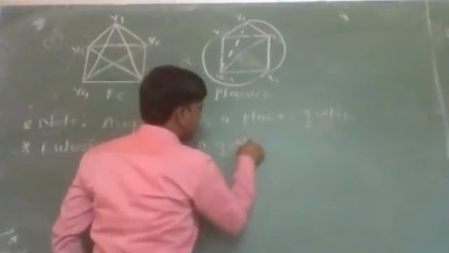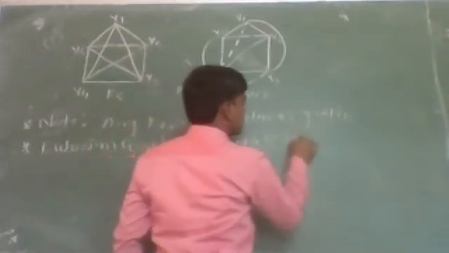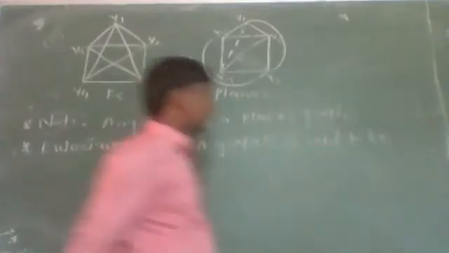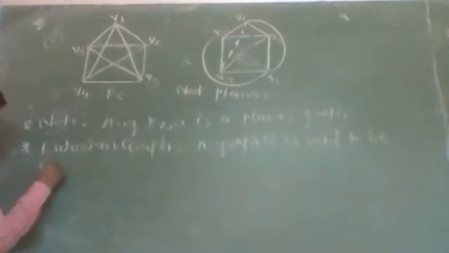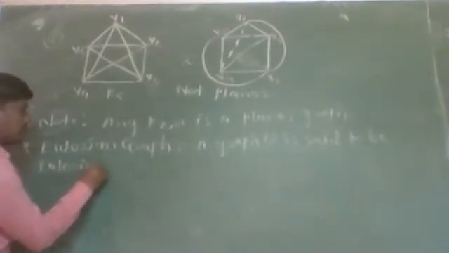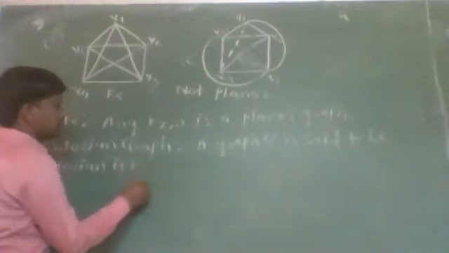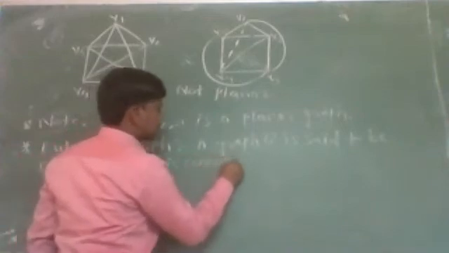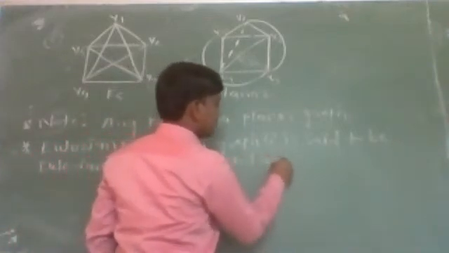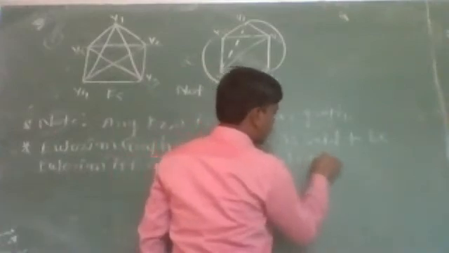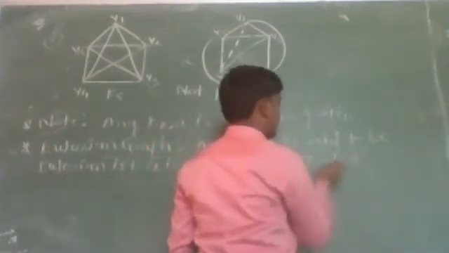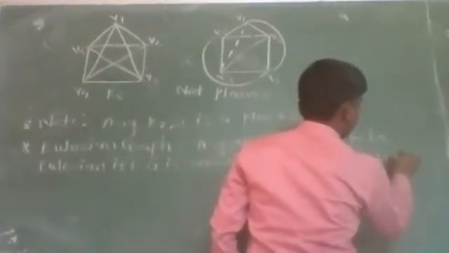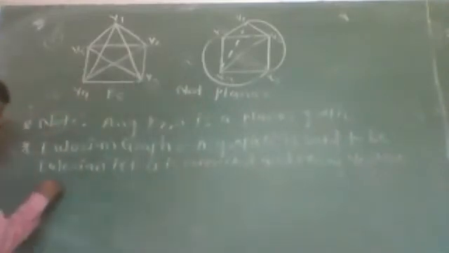A graph G is said to be Eulerian if and only if it is connected and every vertex of G is of even degree.